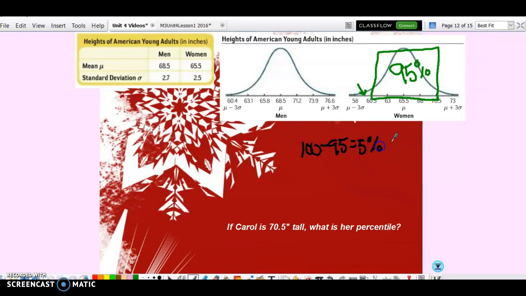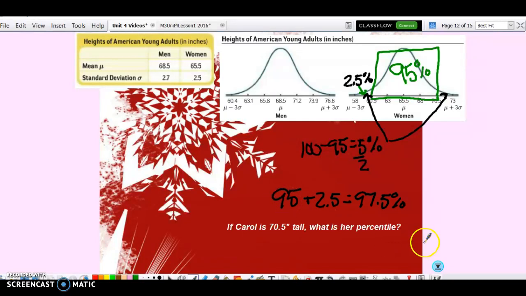Now those are just the outsides. That's both sides here. So if I only want it on one side, that is going to be 2.5% here if I cut this in half. And so if 2.5% are out here and 95% are there, then our total is 95 plus 2.5, which makes 97.5% that she is taller than. So we would say her percentile is 97.5.